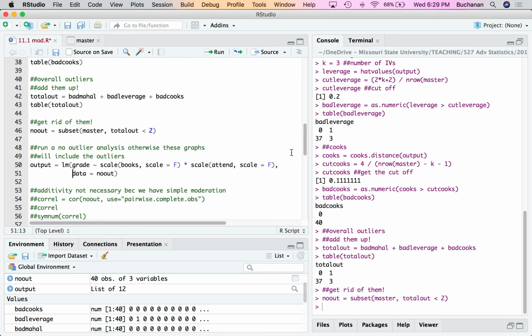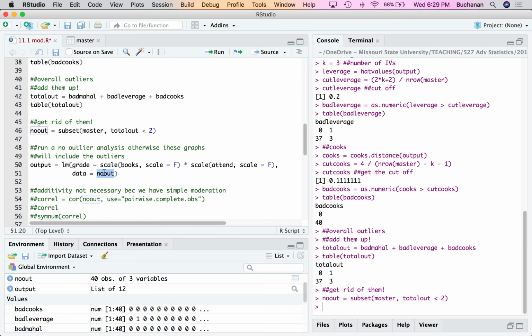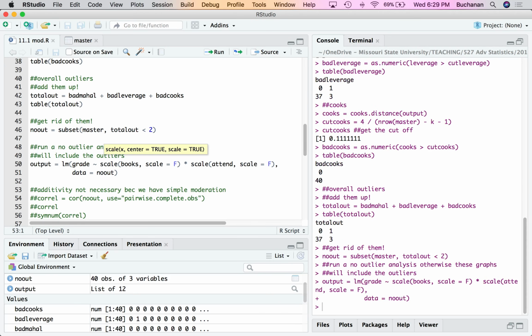Now, if I had eliminated people, I would need to rerun my regression analysis, same as above, but with a no-out data set, so that I can screen my assumptions without outliers. Here it's going to be the same, but kind of keeping a tradition, I'm going to show you the code if it weren't the same, if we actually had outliers.